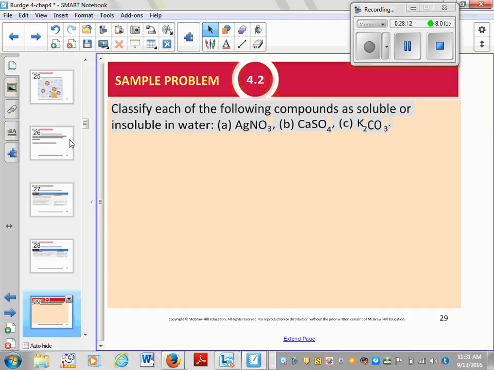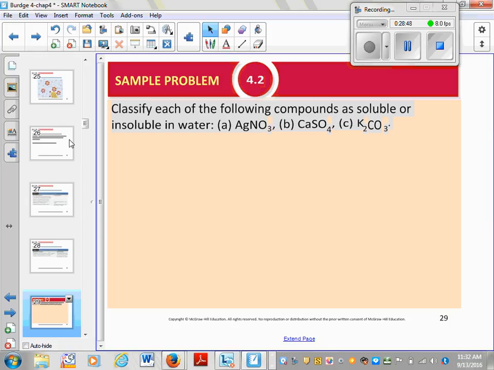Silver nitrate, soluble or insoluble? Well, what two ions are we dealing with? We're dealing with silver, Ag+, and the other one is nitrate, NO3-. What do we say about nitrate compounds? They're water soluble, so that is water soluble.